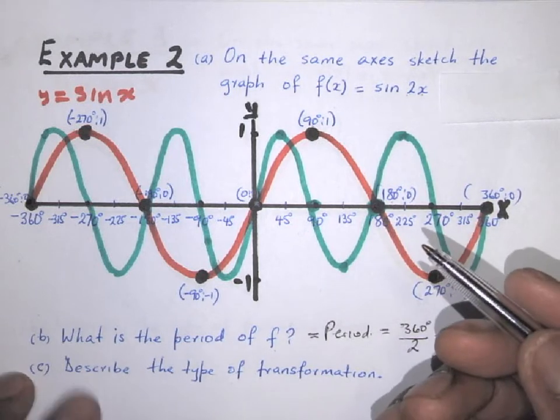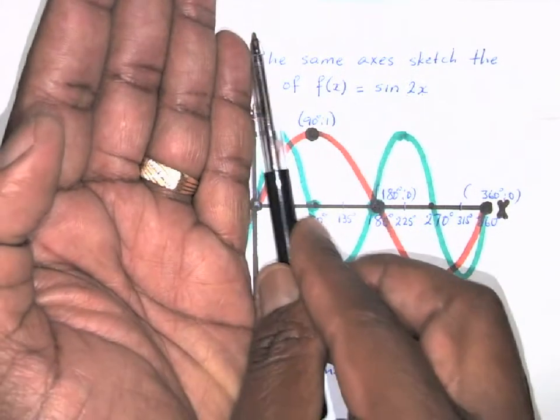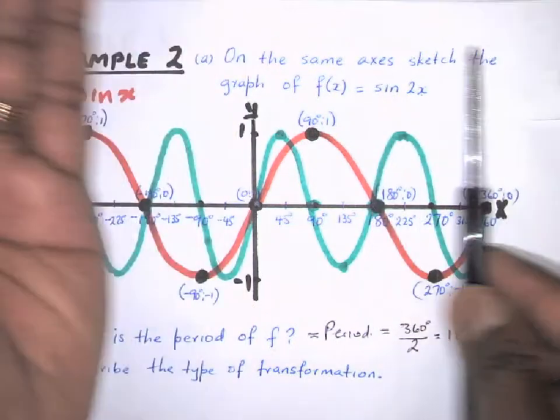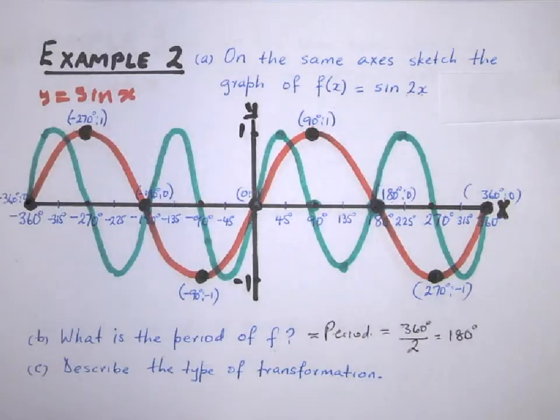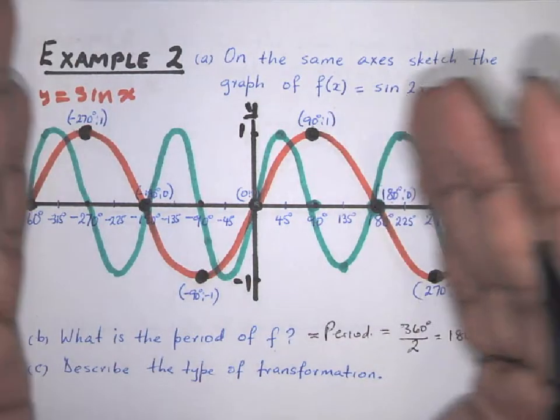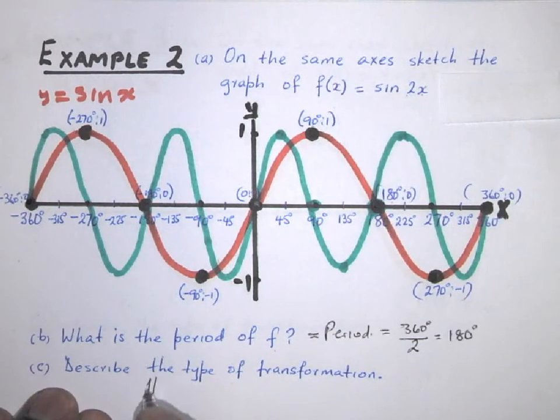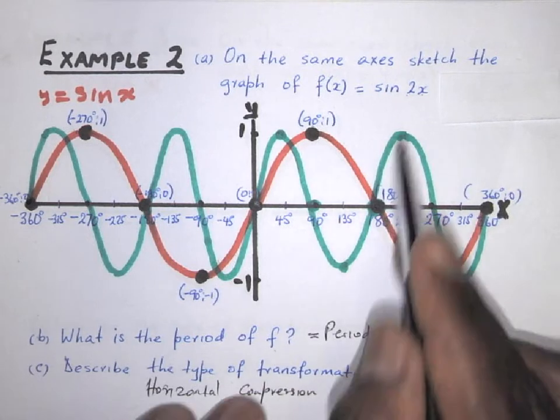Another way of looking at it is just work out how long is one wave. Because here I've got now 4. How long is one? From 0 to 180, that's 180 degrees. Then describe the type of transformation. You can see here I've compressed the graph now. So it's a horizontal compression. So say here horizontal compression, with a scale factor of 2.